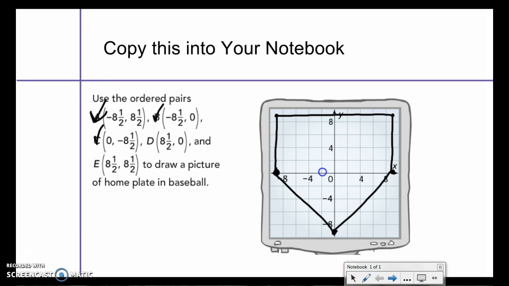Ta-da! There's the home plate. Okay? Let's check that real quick.